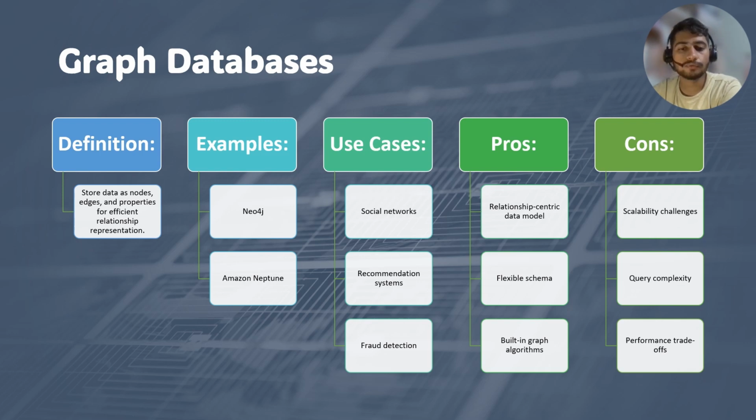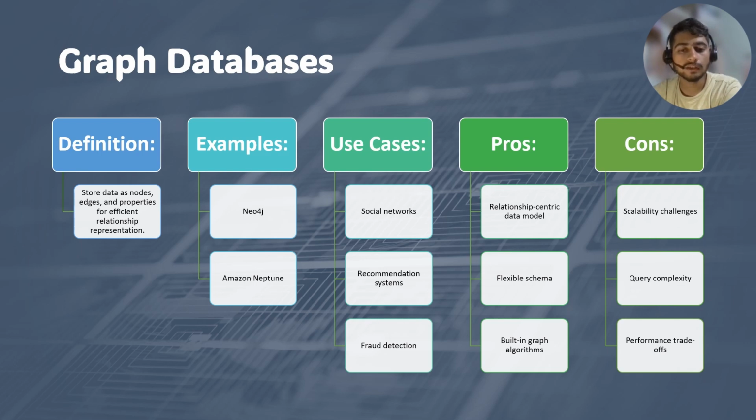Examples: Neo4j. It is a leading graph database known for its expressive query language, Cypher, and native graph storage. And another one is Amazon Neptune. It is a fully managed graph database service provided by AWS.